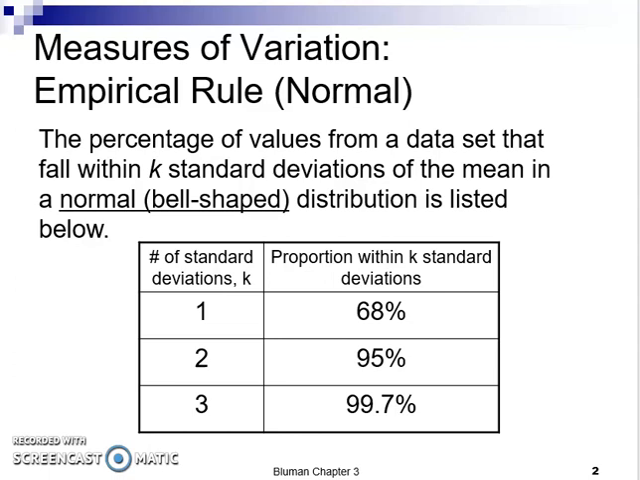Well, when we consider the measures of spread or measures of variation, the empirical rule states that within one standard deviation, we have 68% of the data. Within 2 standard deviations of the mean, we have 95%. And within 3 standard deviations of the mean, we have 99.7%.